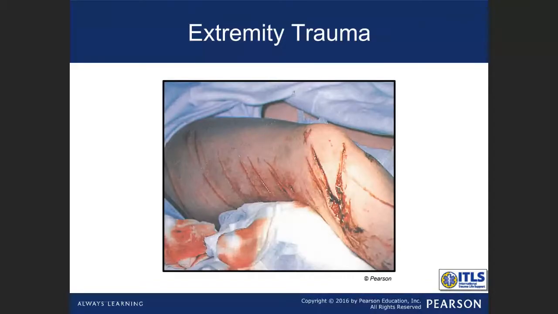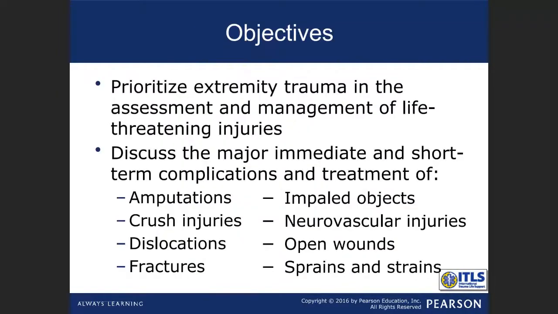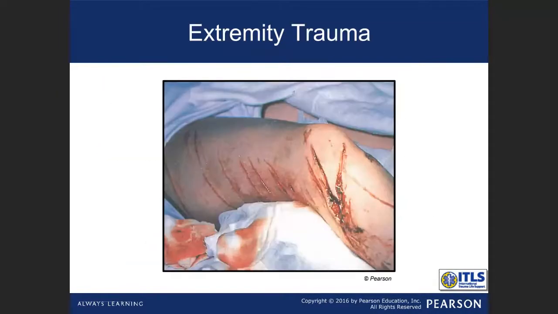Right. Extremity trauma involves the components of the musculoskeletal system. So muscles, the bones, the tendons, the ligaments, and the cartilage. These injuries can look quite gruesome. But you cannot develop tunnel vision. You have to focus on the patient.